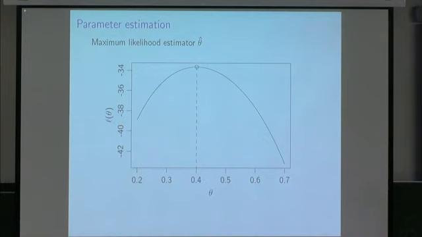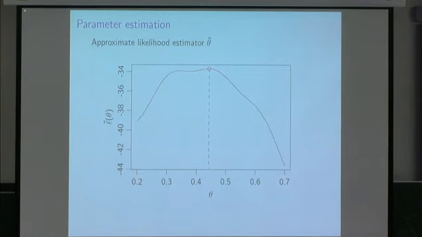Okay, so what might you do? If you had the log likelihood, you might maximize it to find the MLE, the maximum likelihood estimate. If you have an approximate likelihood, you can maximize that too to find an approximate likelihood estimate. You don't know much about its properties yet.